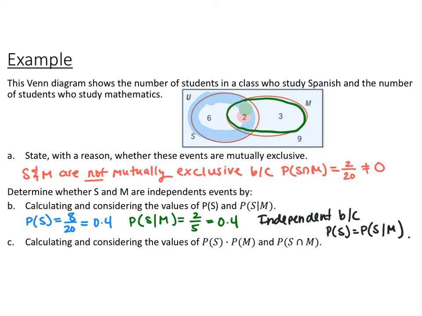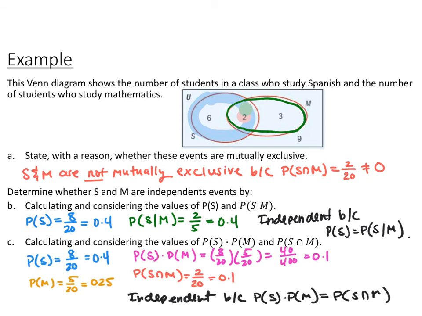So if you haven't already done so, try part B. You should end up with the same answer, but try proving it using the other method. So on this one, we wanted to prove it by deciding whether or not the probability of S times the probability of M is the same thing as the probability of S intersect M. So we found the probability of S to be 0.4. The probability that they take math, there's 5 out of the 20, so 0.25. So then I multiplied these two together and I got 40 out of 400, or 0.1. And then up here we had already calculated the probability of the intersection to be 2 out of 20, which is also 0.1. So because these two things are equal, they are independent. So these are just two different ways mathematically to prove whether or not two events are independent of each other.